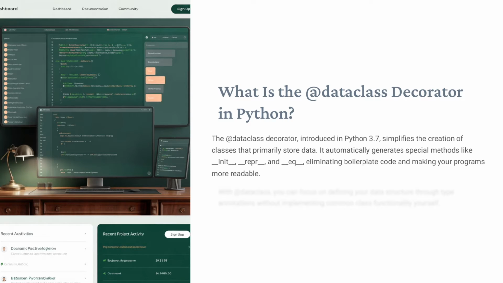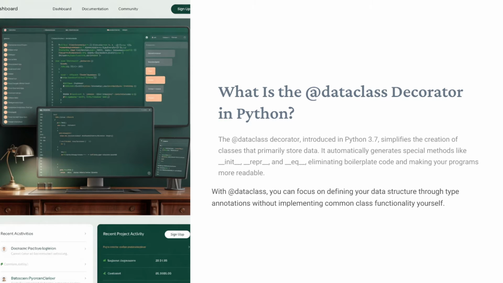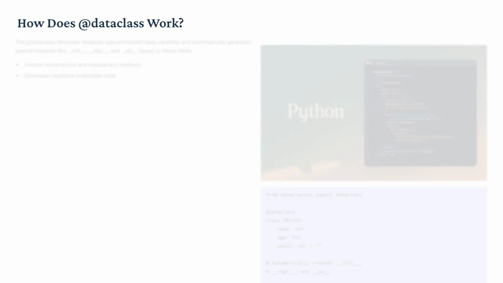It automatically generates special methods like __init__, __repr__, and __eq__, eliminating boilerplate code and making your programs more readable. So with the data class, you can focus on defining your data structure through type annotations without implementing common class functionality yourself. So how exactly does the data class work?